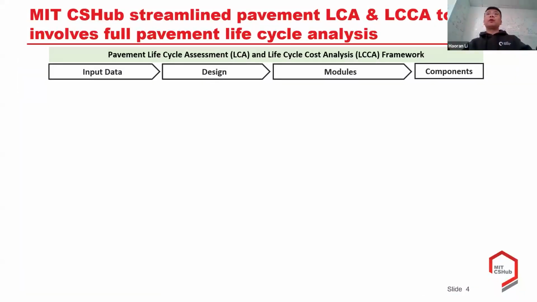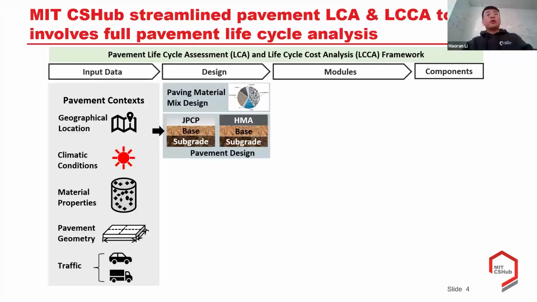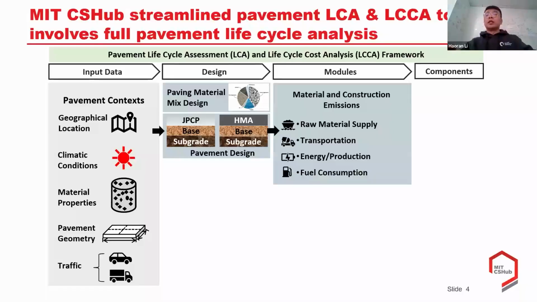And here is the full life cycle assessment and life cycle cost analysis framework that has been evolved in our online tool. As we just talked about, we include the pavement contextual data, from geometric data, climate data, and material structure, to traffic. We also include the paving material mixture design. Basically, we give the mixture and the different EPDs for the material emissions of each component of the mixture. And we also design the pavement using the AASHTOWare and actual MEPDG design guide.